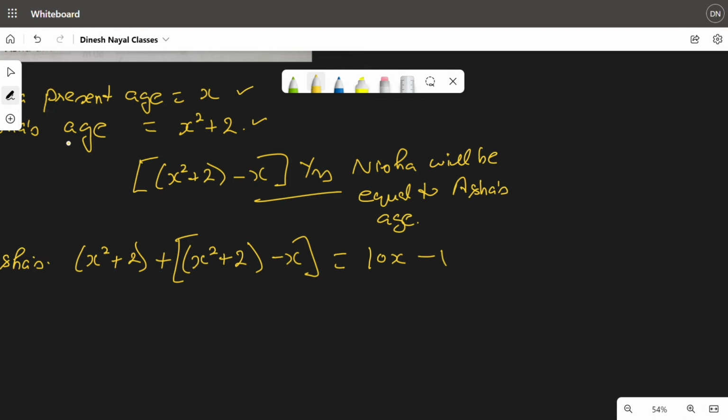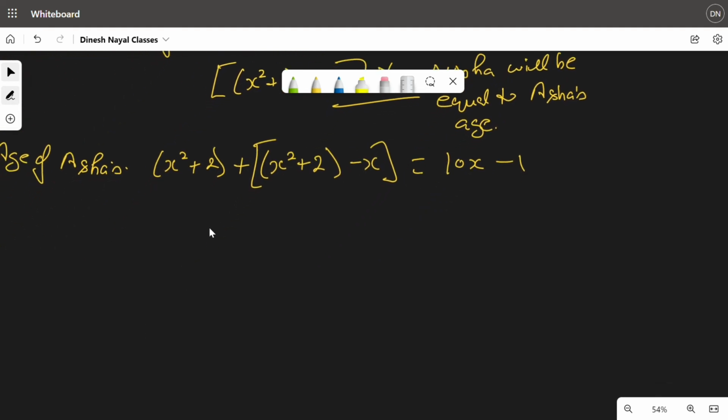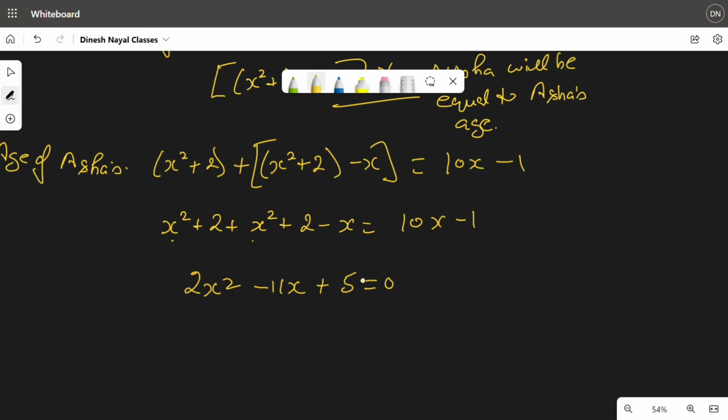So now, opening the brackets. Actually the calculation is easy now. This is x square plus 2 plus again x square plus 2 minus x. No multiplication. So this is 10x minus 1. Taking this to the left hand side, x square will be 2x square, and minus x minus 10x will be minus 11x. And then 2 plus 2 is 4, and this is plus 1, so plus 5 equals 0.